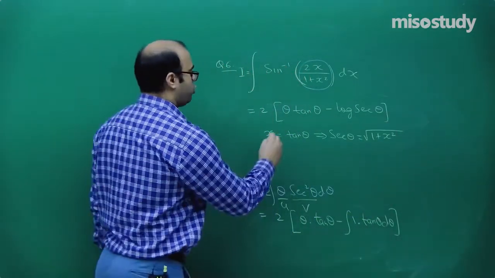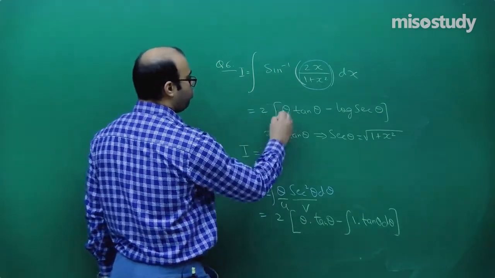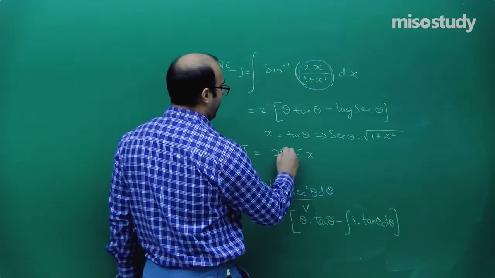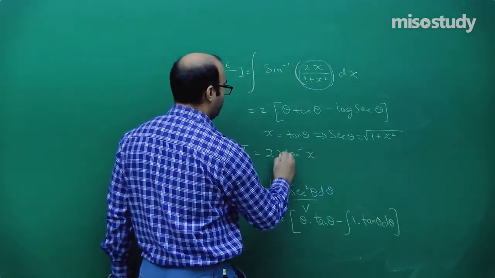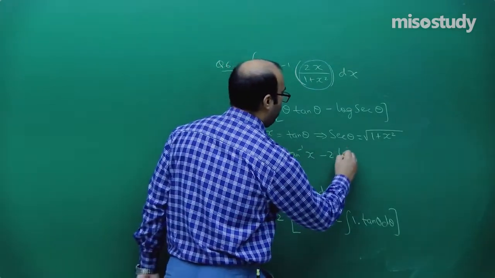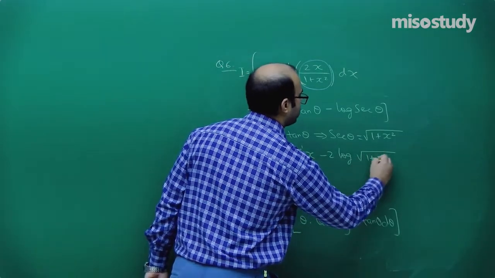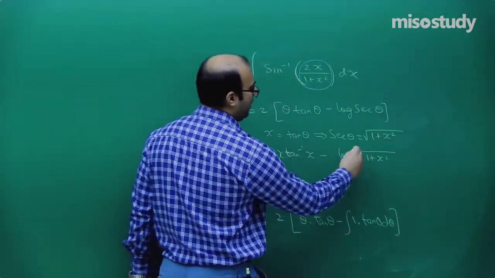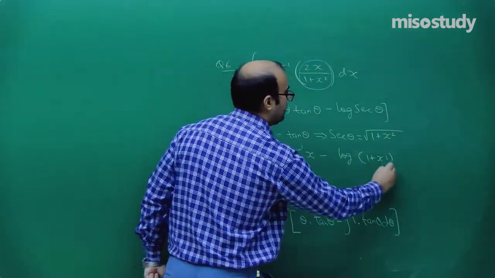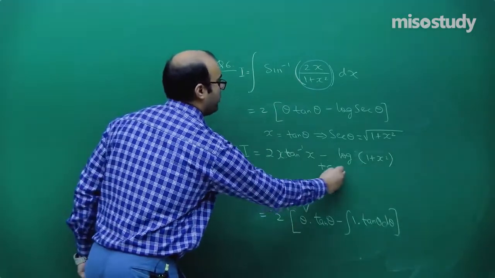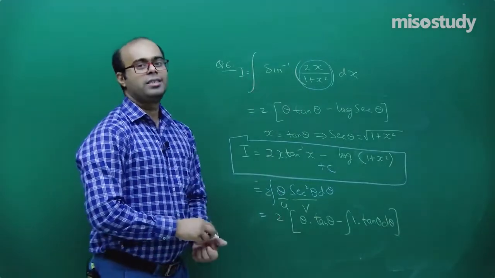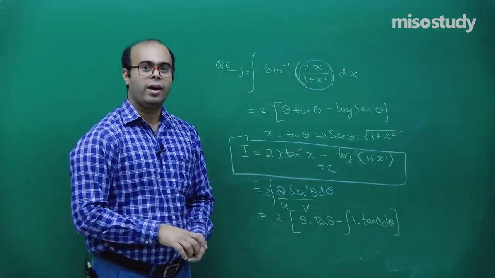X is tan theta. So we can write I is equal to 2 theta, that is 2 tan inverse of x, into tan theta, which will be x actually. So we write x before to avoid any confusion. So 2x tan inverse x minus 2 log sec theta, which is root over 1 plus x square. We can take 2 from here and take it as a power here, and we can cancel this square root. So we get this as our answer, plus constant of integration, of course. So we get this as the answer of the integral of sine inverse of 2x by (1 plus x square), students.